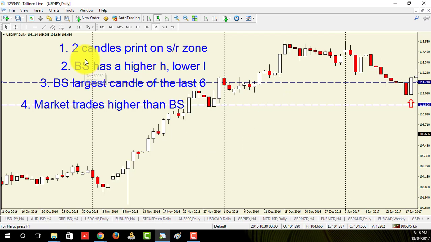So is everyone clear on the rules? The 2 candles print on a support and resistance zone. The big shadow has a higher high and a lower low. The big shadow candle is the largest candle of the last 6 or the last 10.